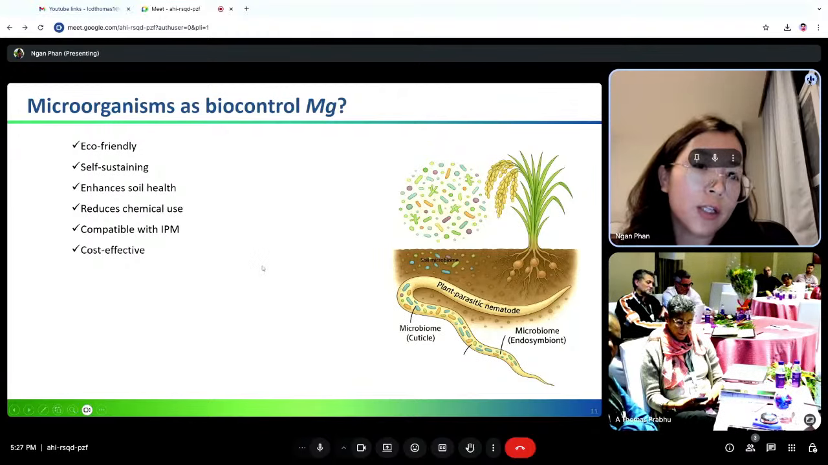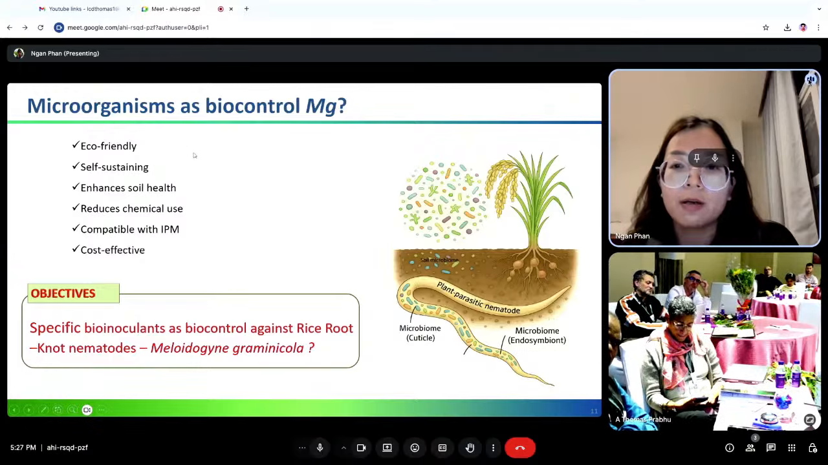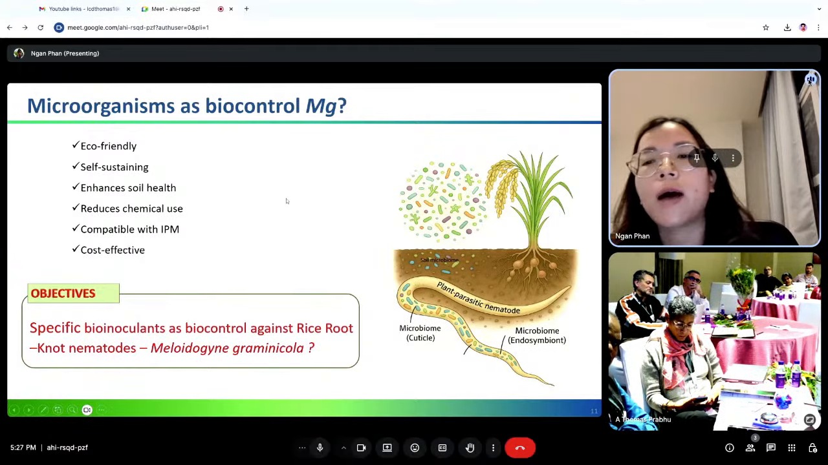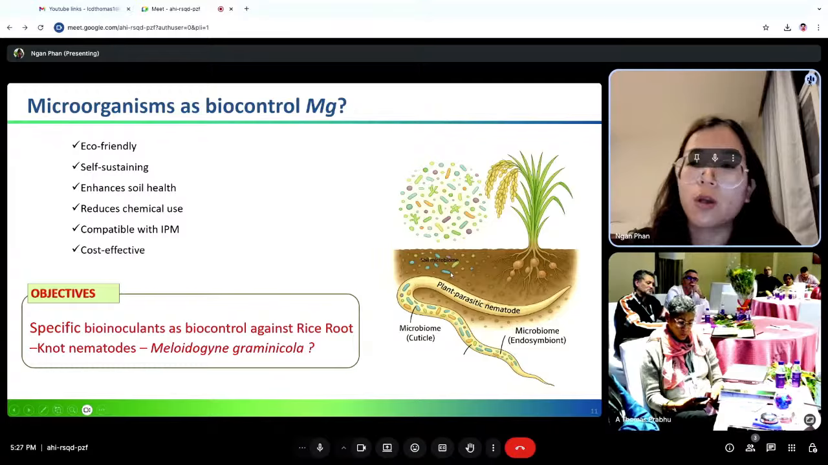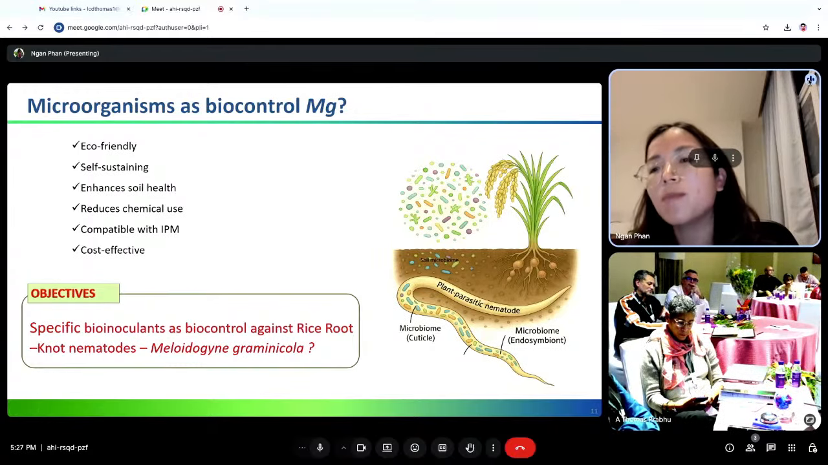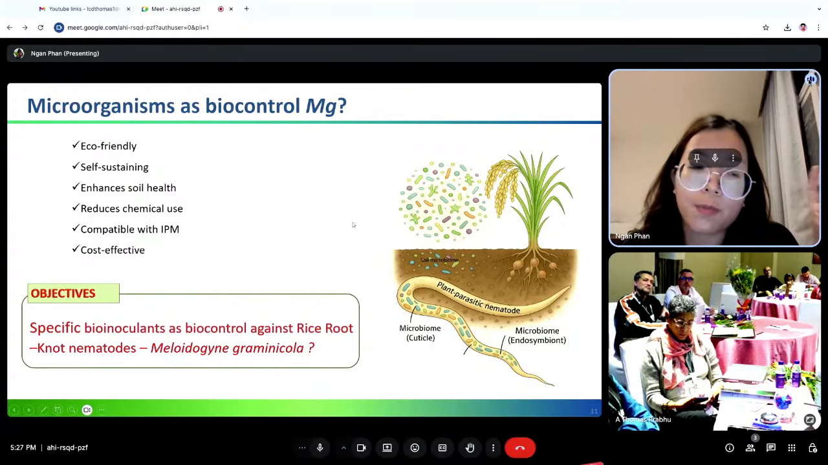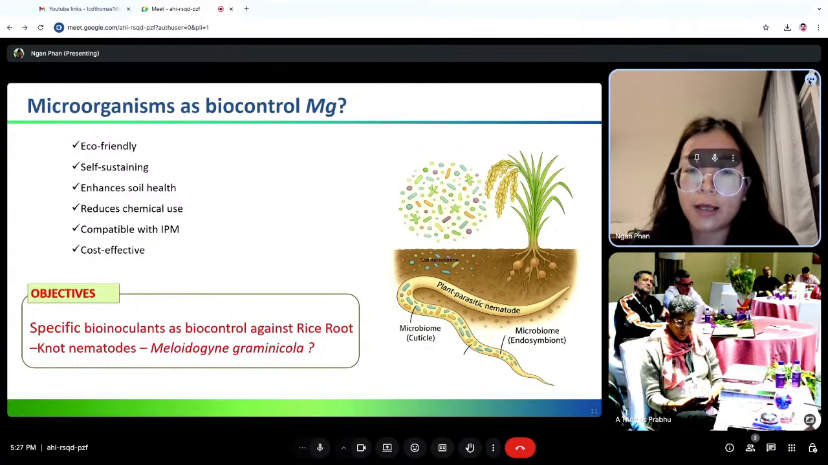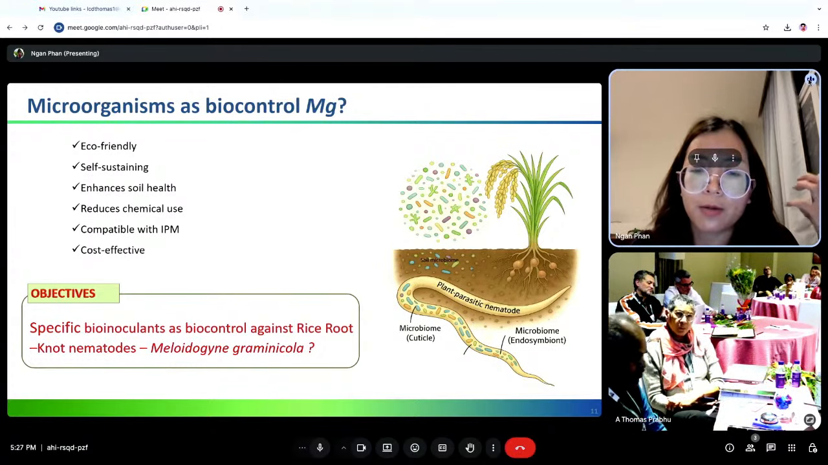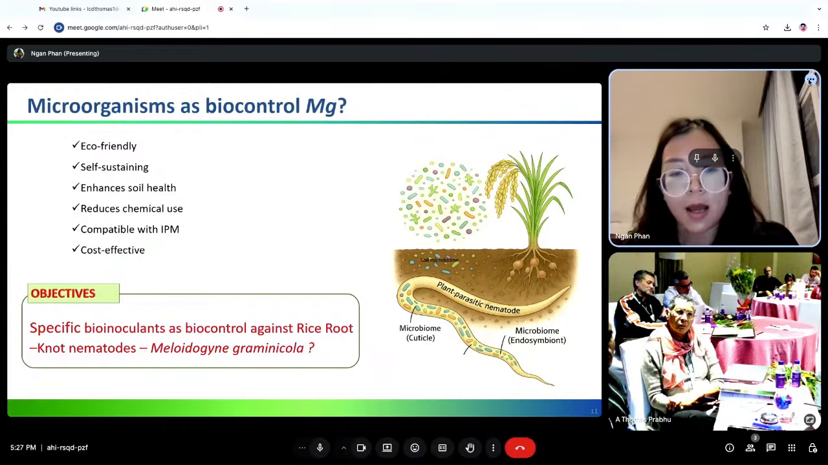So using microorganisms as a biocontrol is eco-friendly and cost-effective. However, the commercial products nowadays are wide-spectrum products, and they can target the plant parasitic nematode and also the beneficial nematode. And our purpose is to identify the specific bioinoculum against the rice root-knot nematode, against this species.